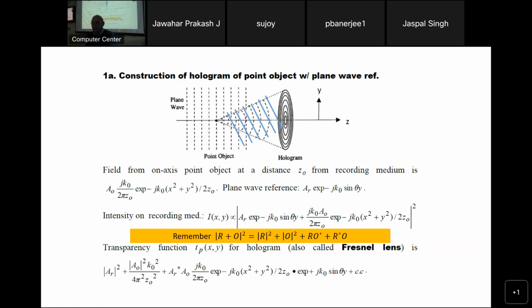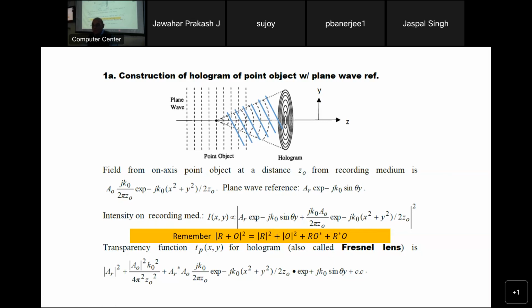And so if you want to do that mathematically, this is the expression for a diverging spherical wave. This is the expression for a plane wave reference, but here I have also included an angle for use later on. So here I've also put an angle, which is like the k0 times sine of theta. So theta is the angle at which these blue wave fronts are going with respect to the axis. So then the intensity pattern that's recorded is the sum of these two and then magnitude squared, right?